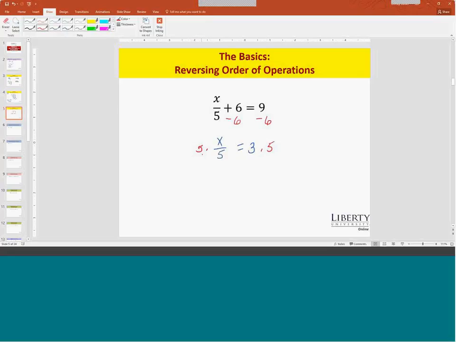Because multiplying by 5 reverses or undoes dividing by 5. So 5 times x over 5, that's 5 times 1 over 5, which gives 1x. So we've got x is equal to 3 times 5, or 15. And that's the final answer.